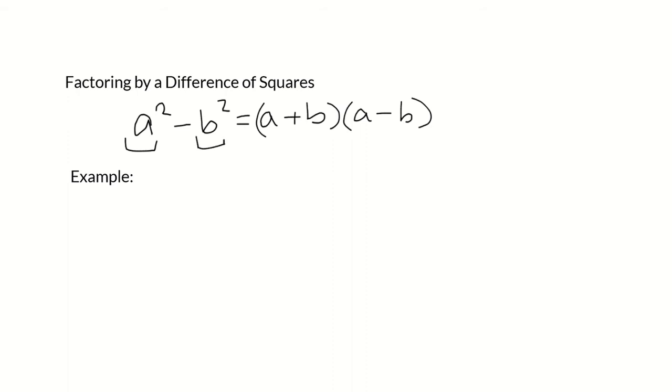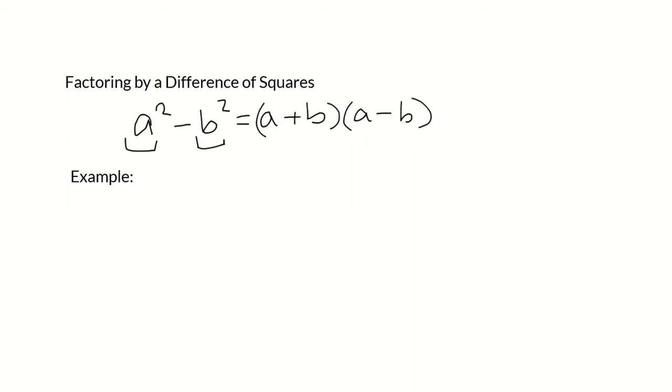So if we had quantity a squared minus quantity b squared, that would factor to (a + b) in one set of parentheses multiplied by (a - b) in the second set of parentheses, where a was the first thing in the expression, or the first number in the expression that was squared. B is the second number or variable in the expression that was squared.